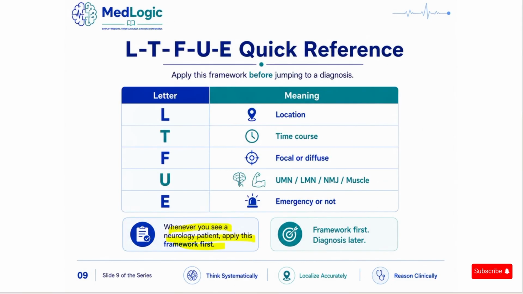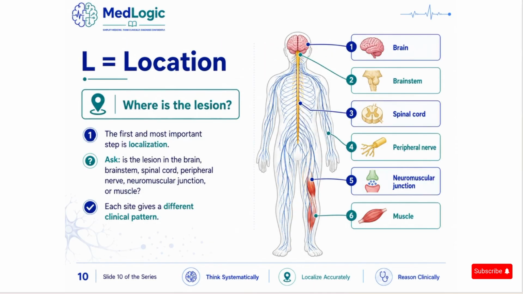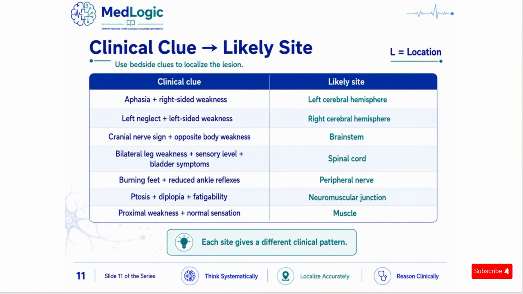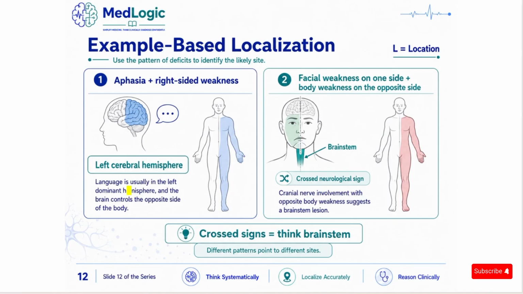The first and most important step is localization. Ask yourself, is the lesion in the brain, brainstem, spinal cord, peripheral nerve, neuromuscular junction, or muscle? Each site gives a different clinical pattern. For example, right-sided weakness with aphasia points toward the left cerebral hemisphere. Why? Because the brain controls the opposite side of the body, and language is usually located in the left dominant hemisphere. But if the patient has facial weakness on one side and body weakness on the opposite side, think of the brainstem. This is called a crossed neurological sign.